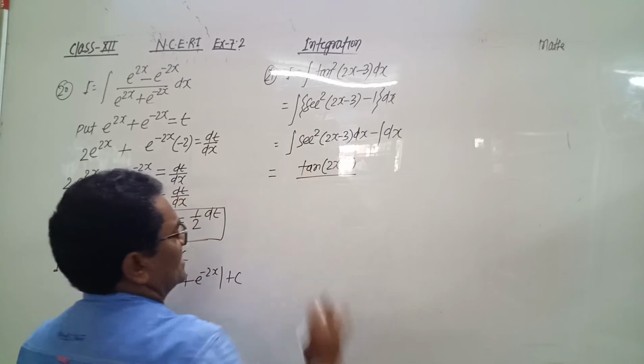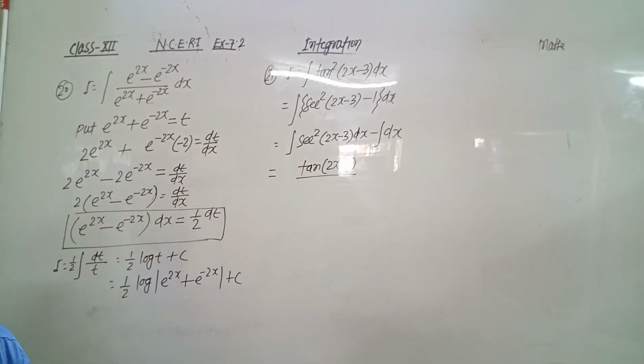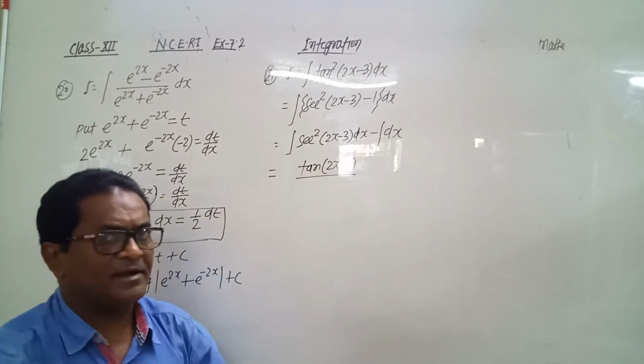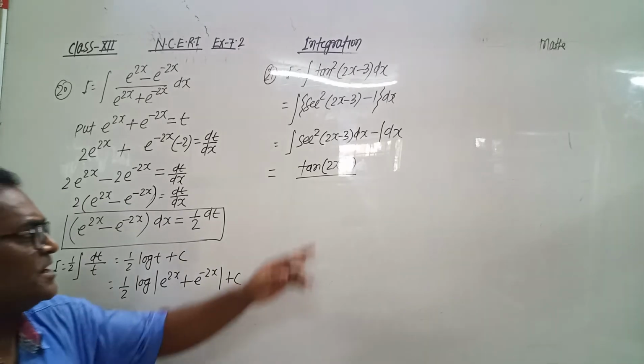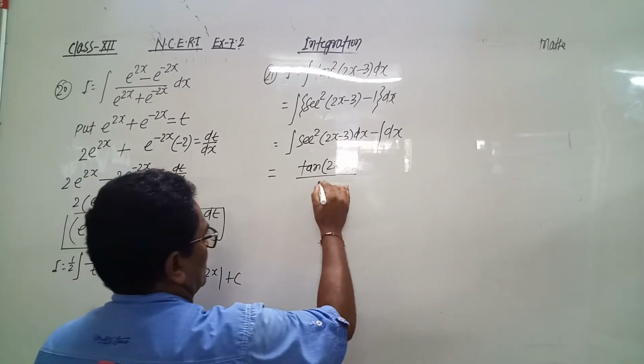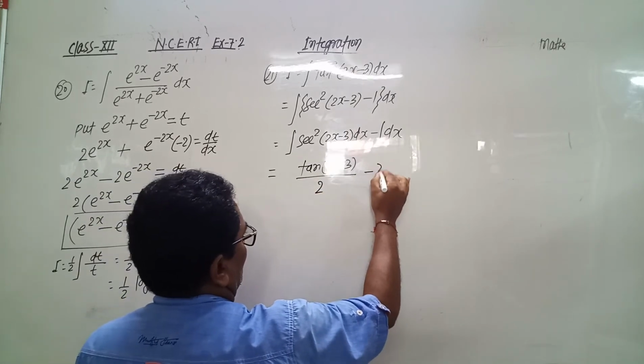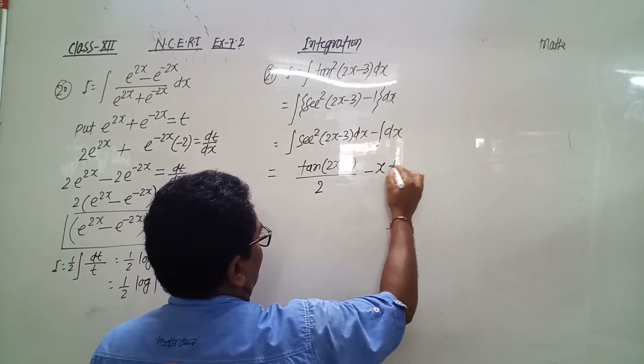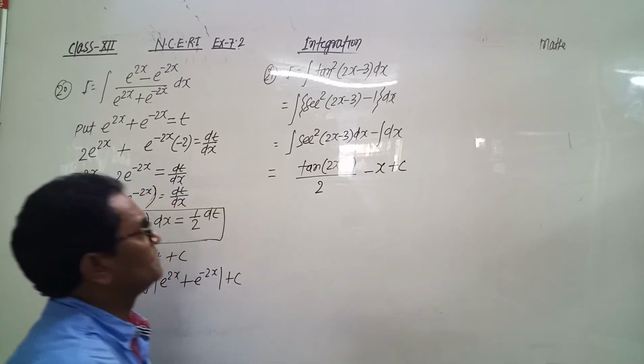Now remove sec square and differentiate the term containing the bracket. So differentiation of 3 is 0 and differentiation of 2x is 2. So the whole term is divided by 2. Minus integration of dx is x, plus c.